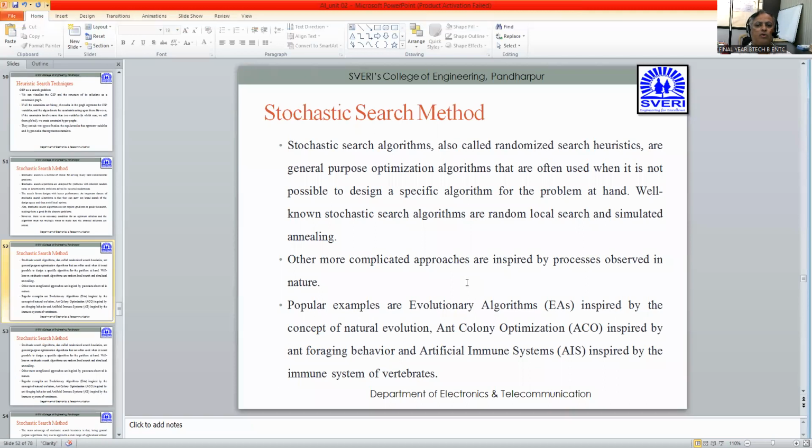यानी आपके हाथ में एक algorithm है और specific आप उसके लिए solution नहीं मिल रहा है अचानक, तो आप वहां पर stochastic search का इस्तेमाल कर सकते हैं.